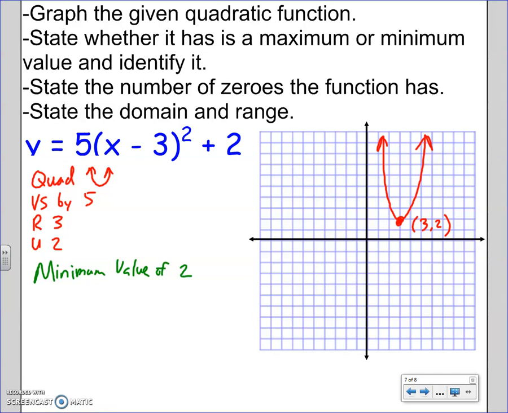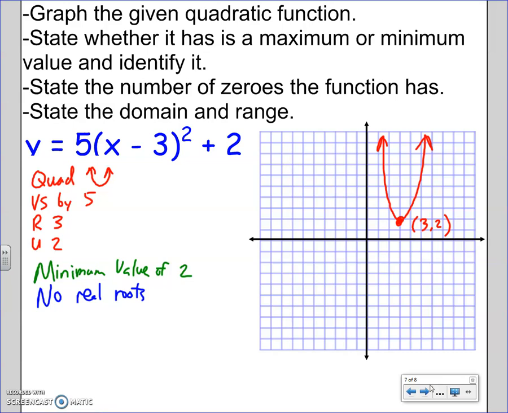See the number of zeros it has? There are no real roots, no x-intercepts, so no real roots. You say no zeros. And the zero is where y equals 0, because all x-intercepts have a y value of 0. Next is to state the domain and range.